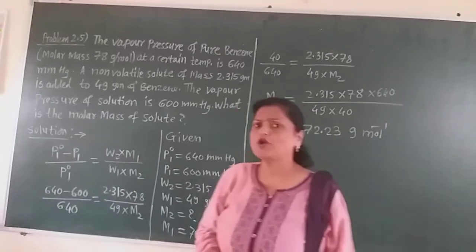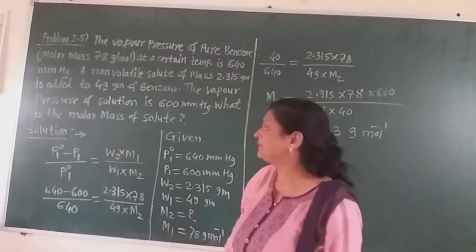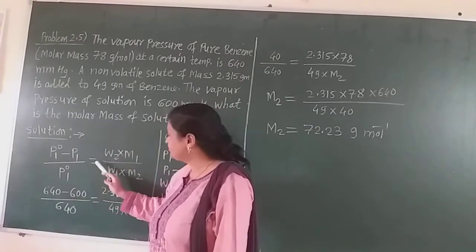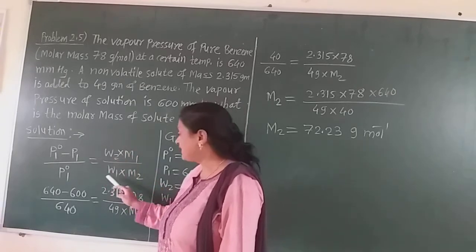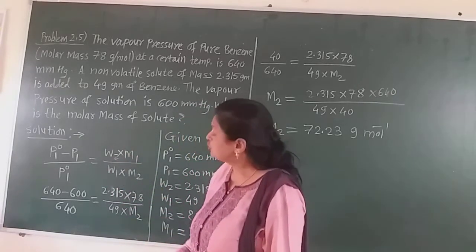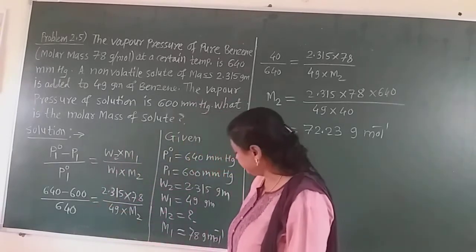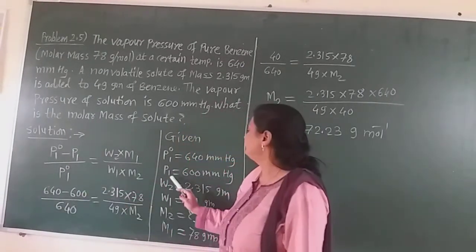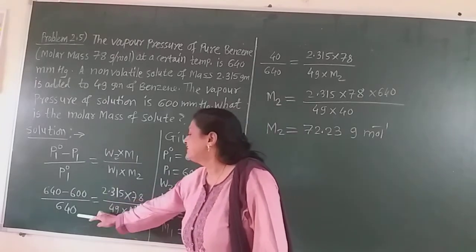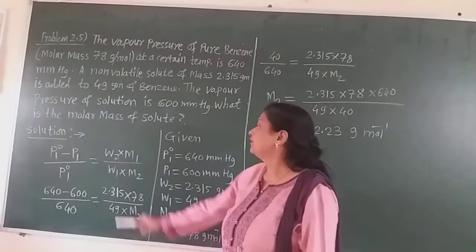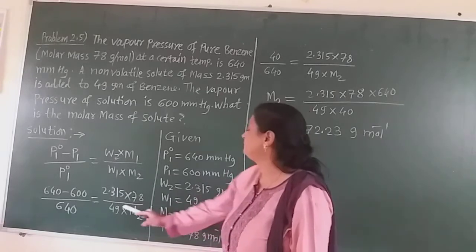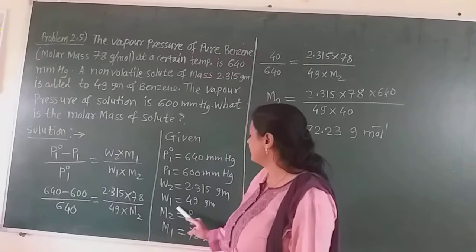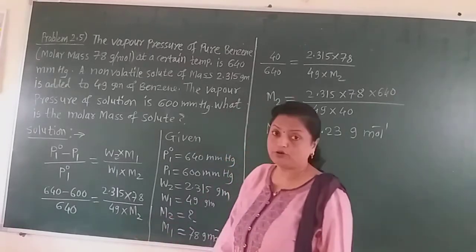Now the similar formula of relative lowering of vapor pressure: P01 minus P1 divided by P01 is equal to W2 into M1 divided by W1 into M2. So substitute all these values in this formula. P01 is 640 minus P1 is 600, divided by 640. Now W2 is 2.315 into M1 78, divided by W1 49 into M2, which we have to calculate.